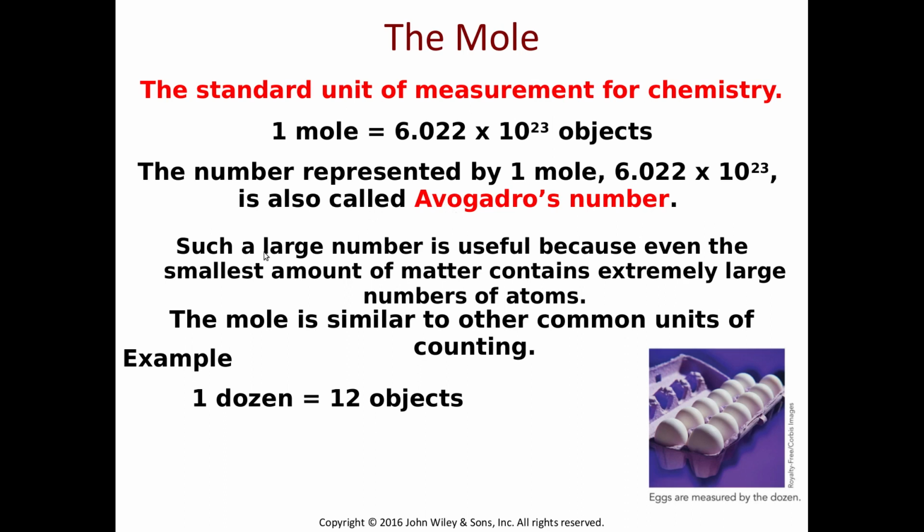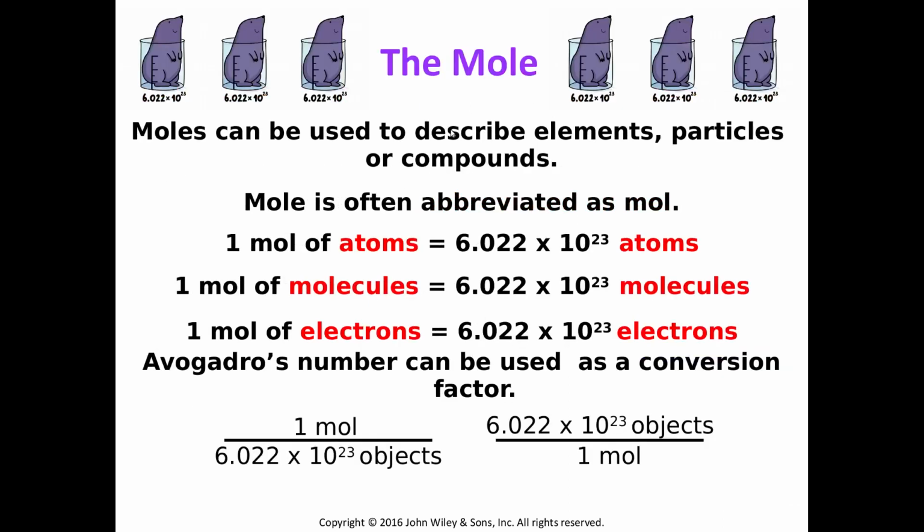Like I said, it's useful because we don't want to count individual atoms in a reaction, because there are on the order of 10 to the 23 of them. Once again, the analogy is that anytime someone says a dozen, we know that it means 12. Anytime somebody says mole, we know that it means this really big number of objects. Moles can be used to describe elements, particles, compounds, or basically anything, but they're usually used for very small objects in chemistry, like electrons or atoms.